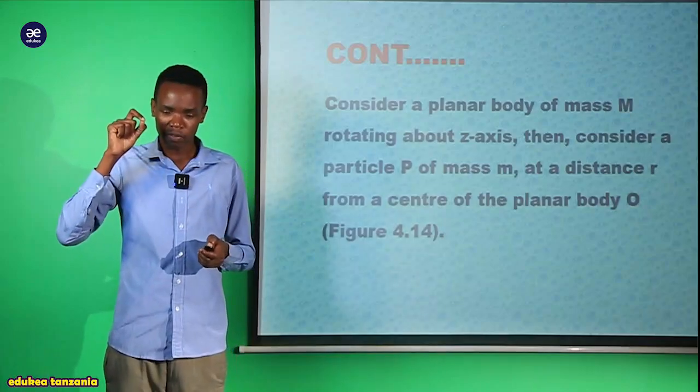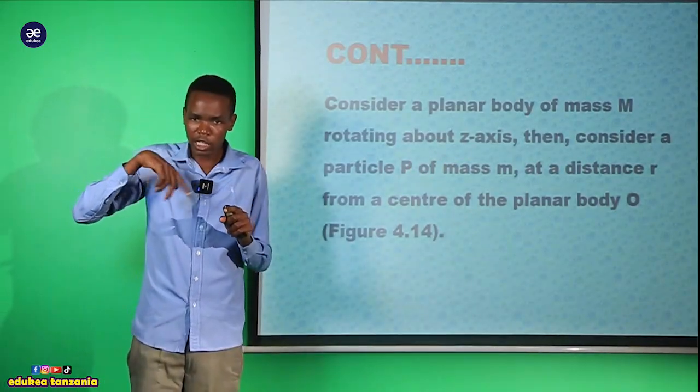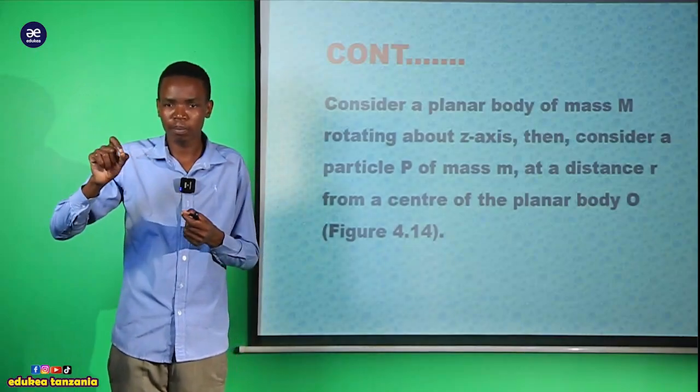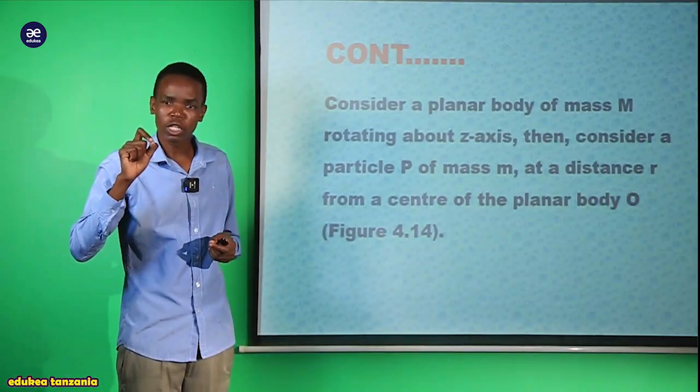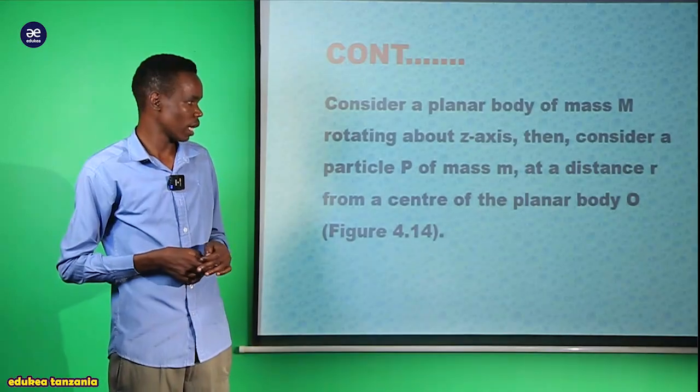They rotate along the z axis. Then there we should consider the particle p, that along the rotation we will have the particle p, and that particle p should involve the mass m, as we will see in our figure.